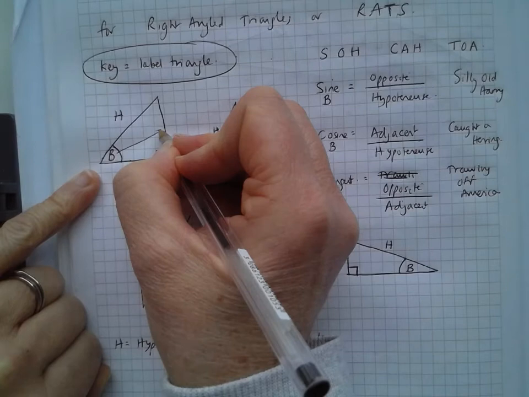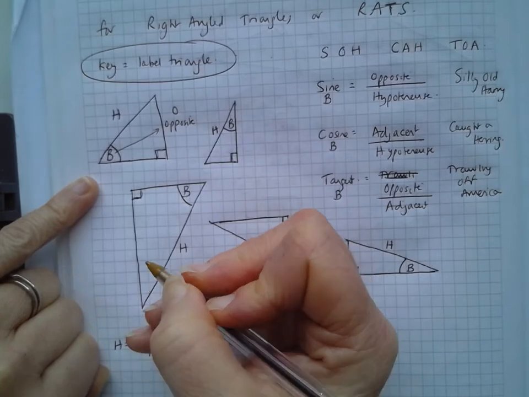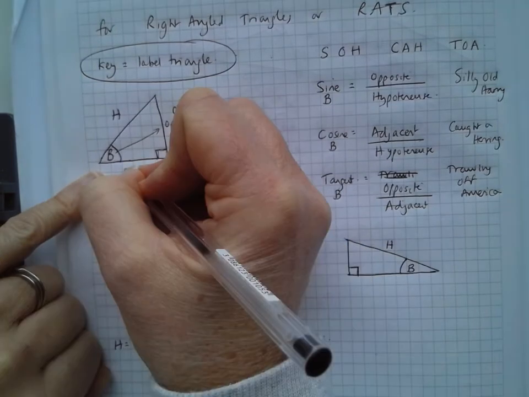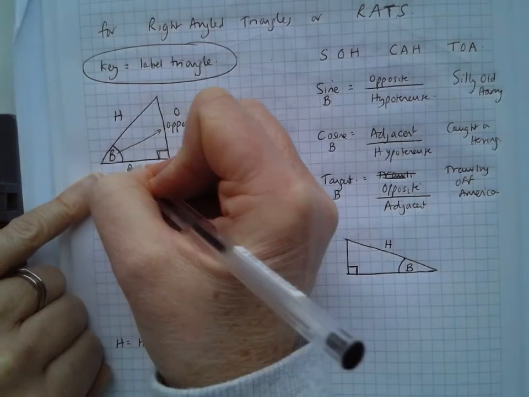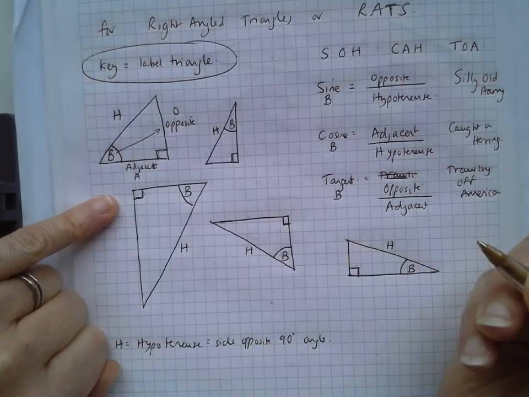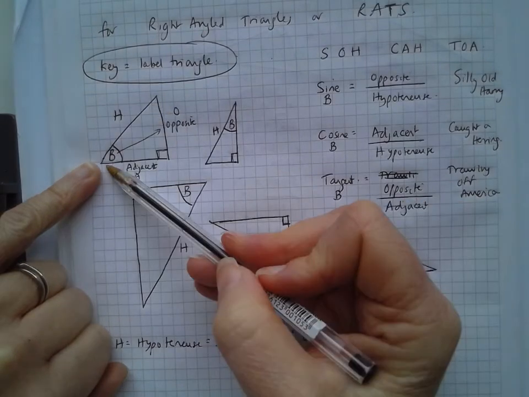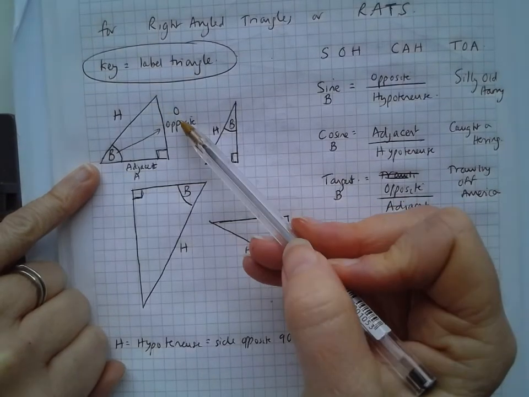We call that O for opposite. And one of them is the side that is adjacent to, or next to, angle B. That's what adjacent means. So the side that's opposite, across the triangle from angle B, is called the opposite. The side that's next to angle B is called the adjacent.